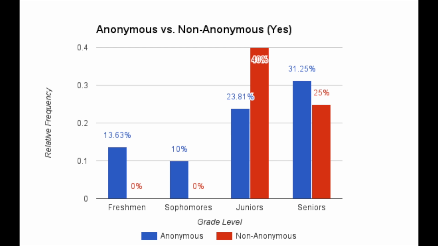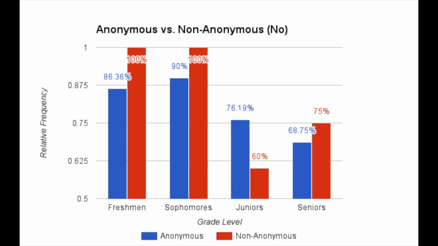As you can see, none of the freshmen and sophomores said yes when they had to put their name on the survey, and more seniors said yes when it was anonymous. However, for juniors, more students said yes when they had to put their name on the survey. On this graph, most of the students said no when it was non-anonymous, except for the juniors.